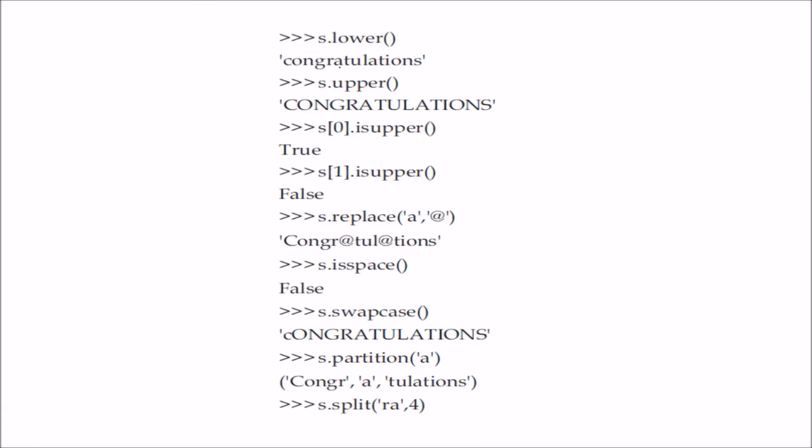How about making it lower? Congratulations, C was capital, so C will come as lower and the others also lower. S dot upper: all others apart from C, because C was already capital, will become capital.